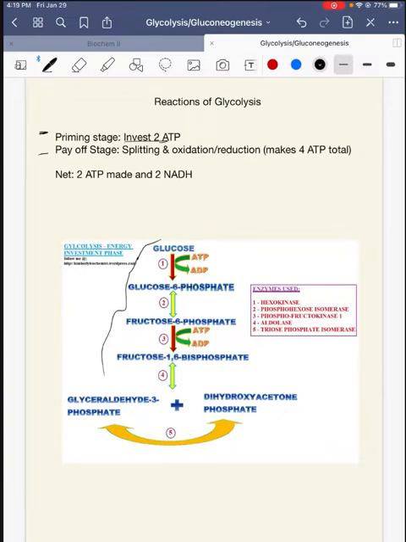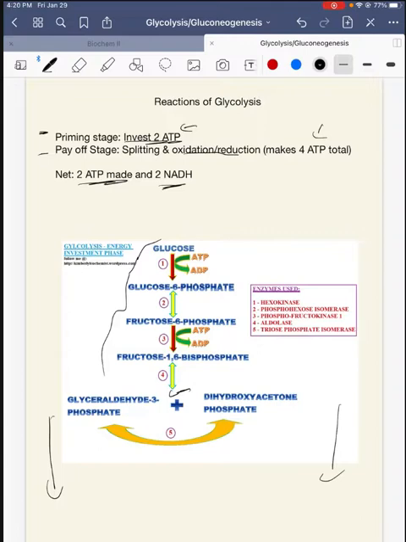We invest 2 ATP and we create really high energy molecules that we can use to make ATP later on. After we split right here, this is done by aldolase, which we'll discuss later. We perform oxidation reduction reactions and we make 2 ATP in each direction we go. So we make 4 ATP total. So in net profit of ATP, we used 2 ATP and we made 4. We made 2 ATPs, and then we also have some electron carriers that we made.